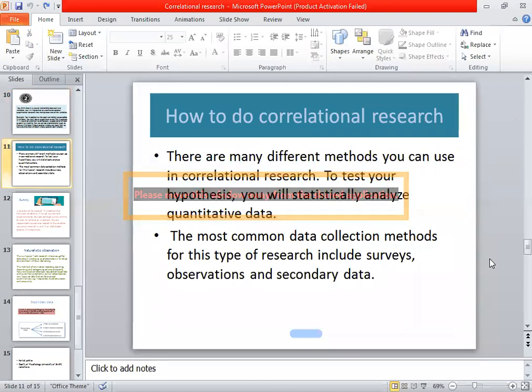Now, how do we do correlational researches? It means, what are the different methods of doing correlational researches? There are many different methods you can use in correlational researches to test your hypothesis and for the analysis of quantitative data. The most common data collection methods for this type of research include surveys, observations, and secondary data. This is also called archival records. What type of methods would be used for doing correlational researches? We will use the method of surveys, we will use the method of observations, and we will make use of secondary data or archival data.